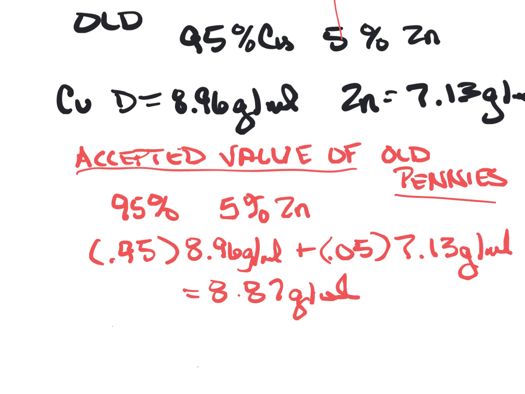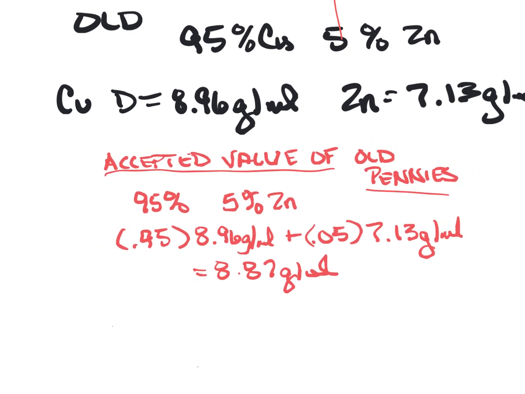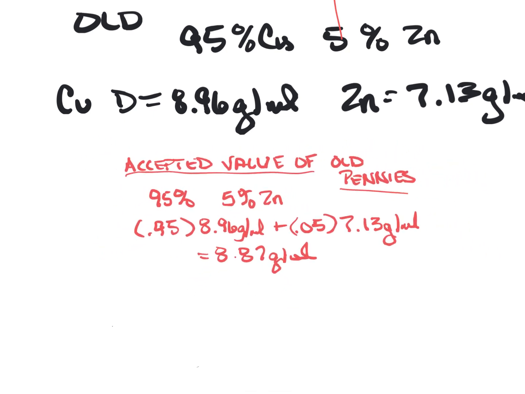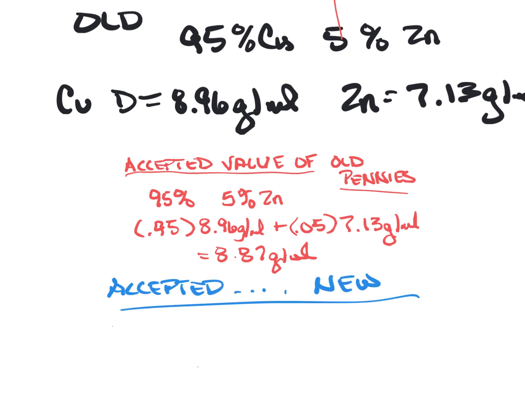Okay, now we're going to do the same thing. I'm going to shrink this down a little bit so I have some room. I'll do it in a different color just so you can see the difference. And this is going to be the accepted value of the new pennies. And that's your label. You guys still okay so far?